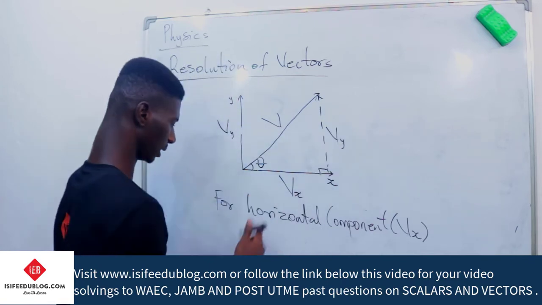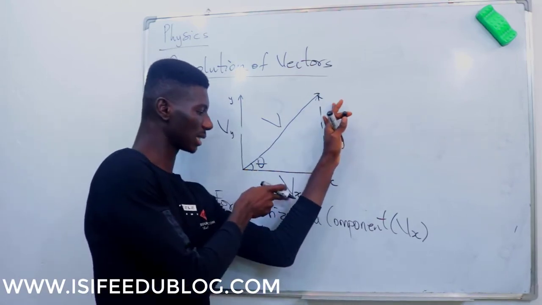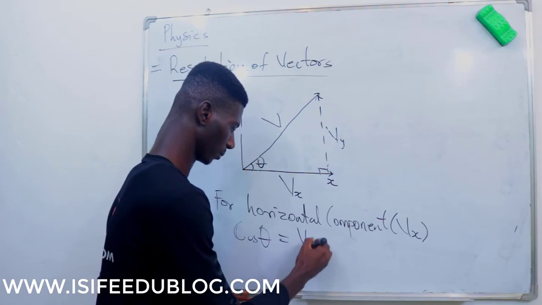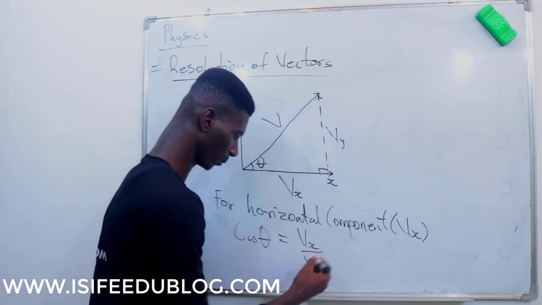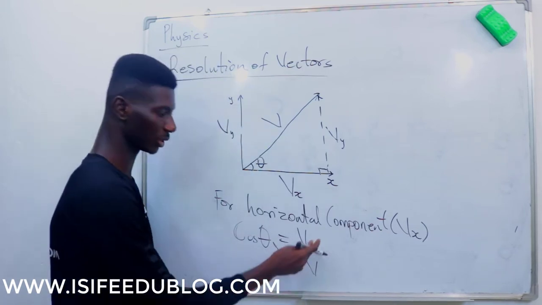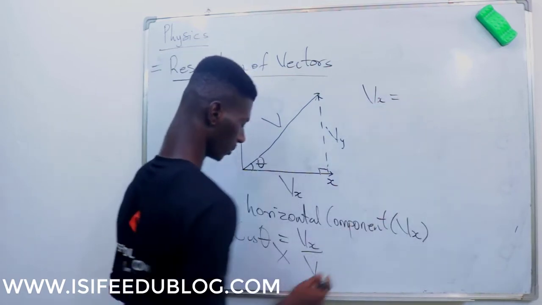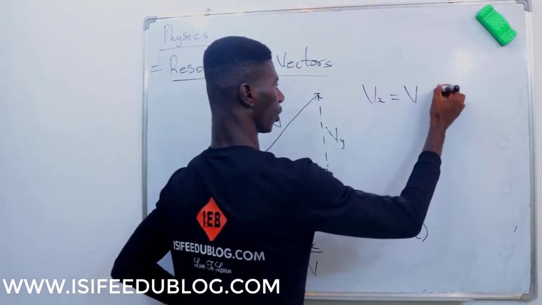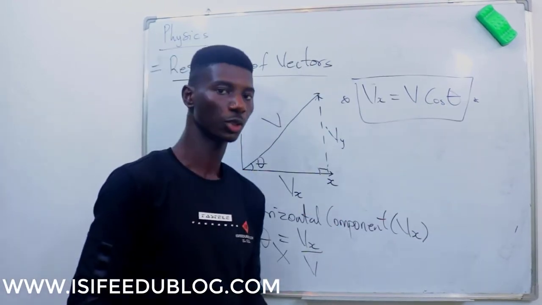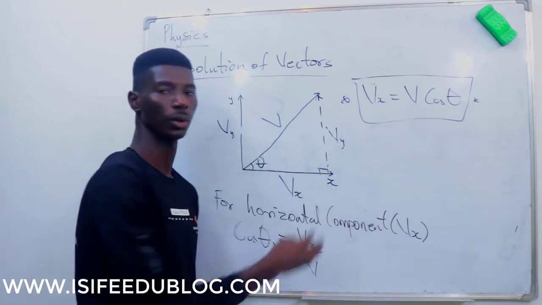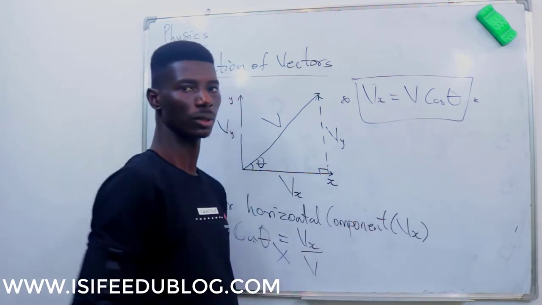So we have cos theta is equal to the adjacent, which is V sub x, over your hypotenuse, which is V. Therefore, if we cross multiply, V sub x becomes V cos theta. So you use cos to resolve for the horizontal component. Please be very careful. You use cos to resolve for the horizontal component.